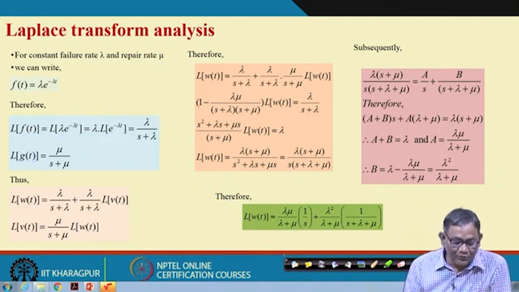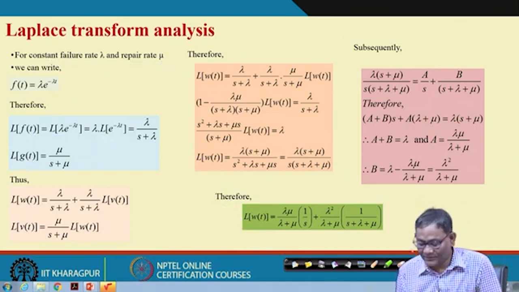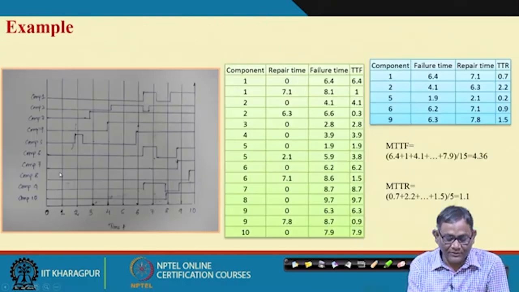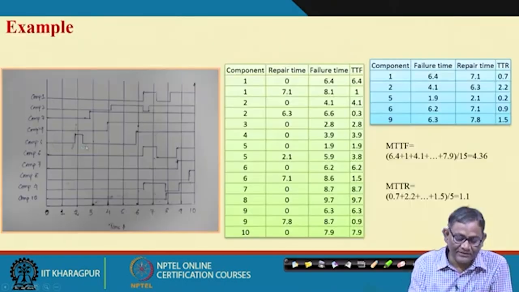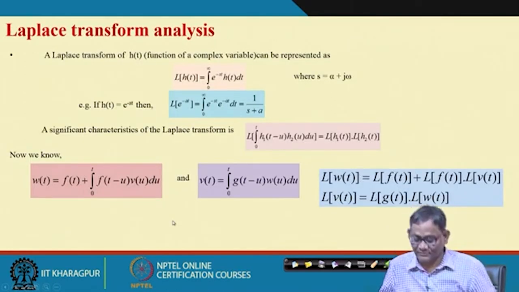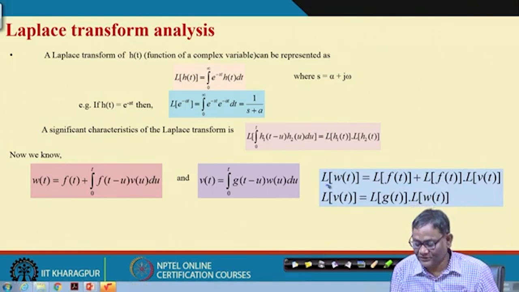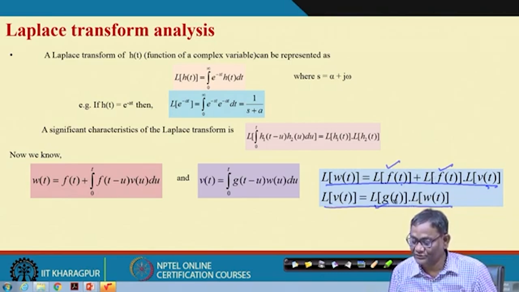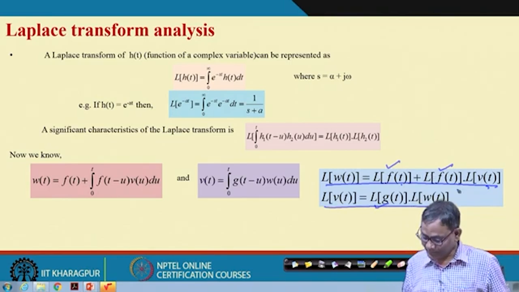So now we will use the Laplace formula. This is the formula: L{W(t)} equals L{F(t)} plus L{F(t)} into L{V(t)}. We know this, this is known, so we will put it here. Similarly, from the second equation, this is known, we will put that one. So let us put.